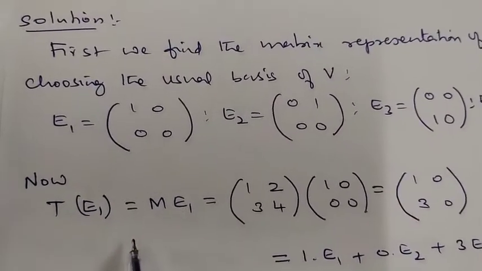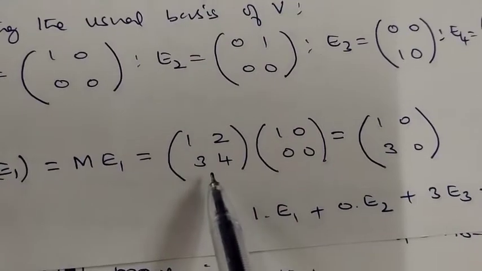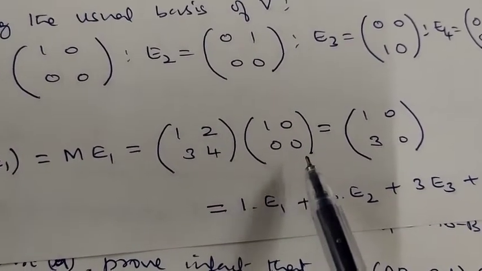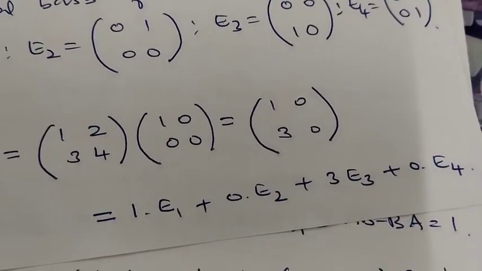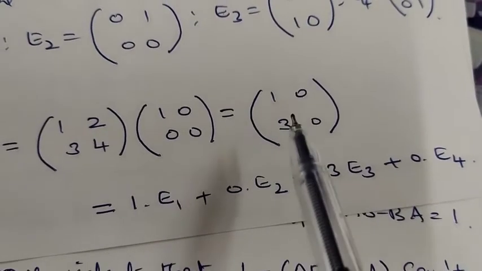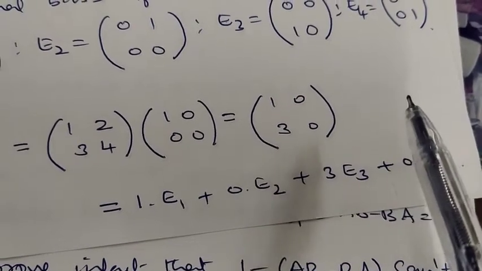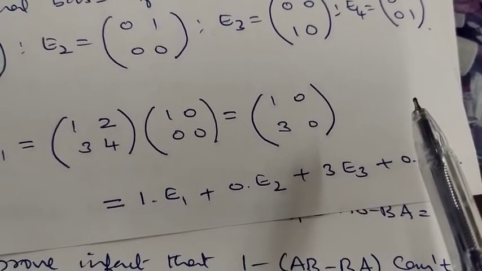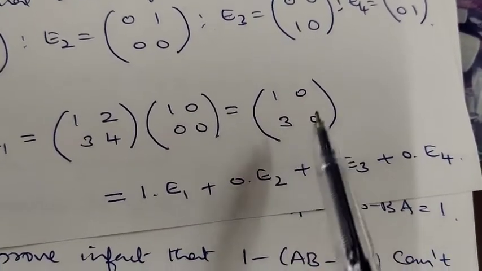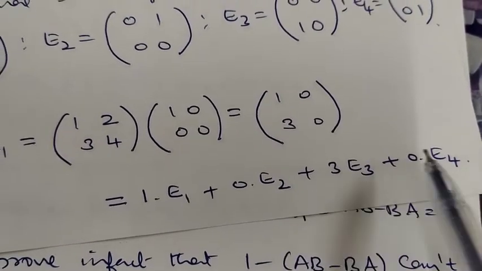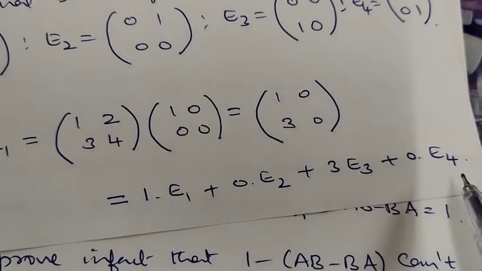Now T of E1. T of E1 is by definition M times E1. M is [1 2; 3 4], E1 is [1 0; 0 0]. So you get [1 0; 3 0]. Now [1 0; 3 0] can be written as 1 times [1 0; 0 0] plus 0 times [0 1; 0 0] plus 3 times [0 0; 1 0] plus 0 times [0 0; 0 1]. So 1 into E1 plus 0 into E2 plus 3 into E3 plus 0 into E4. This matrix can be written as the linear sum of the basis elements.